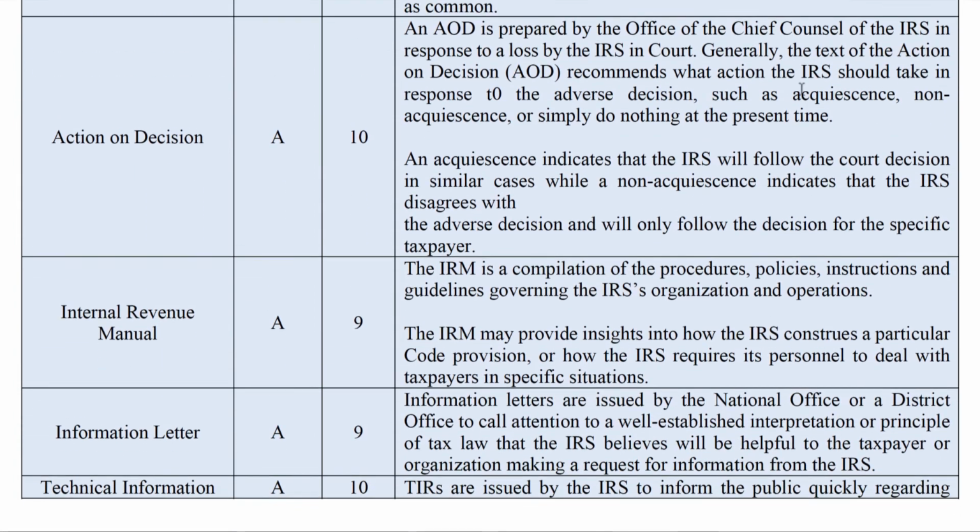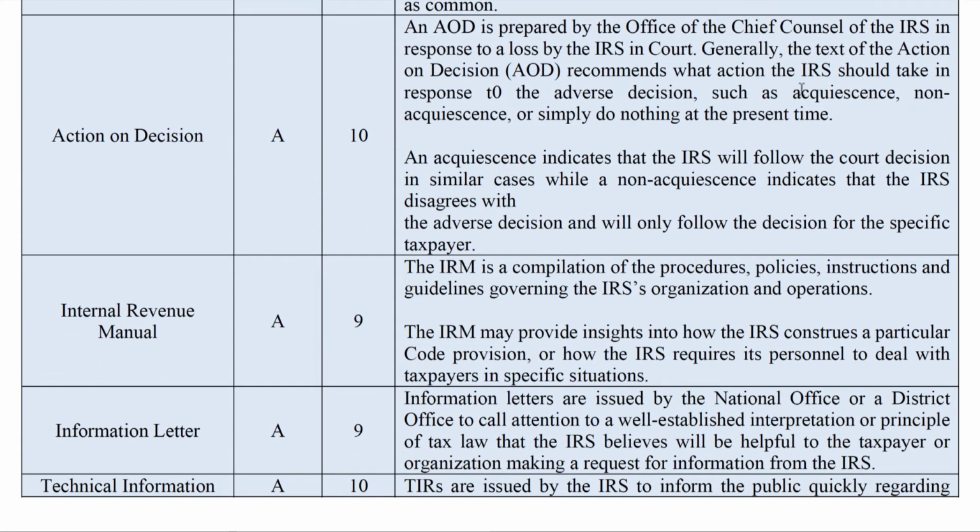So next thing is action on decision. As I mentioned earlier, sometimes courts rule a certain way, but the IRS doesn't agree with it. We call this acquiescence or non-acquiescence. If the IRS acquiesces, they agree with the court and its decision. Non-acquiescence means the IRS is still going to pursue the way they're pursuing it because maybe it has multiple distinctions in different circuits.